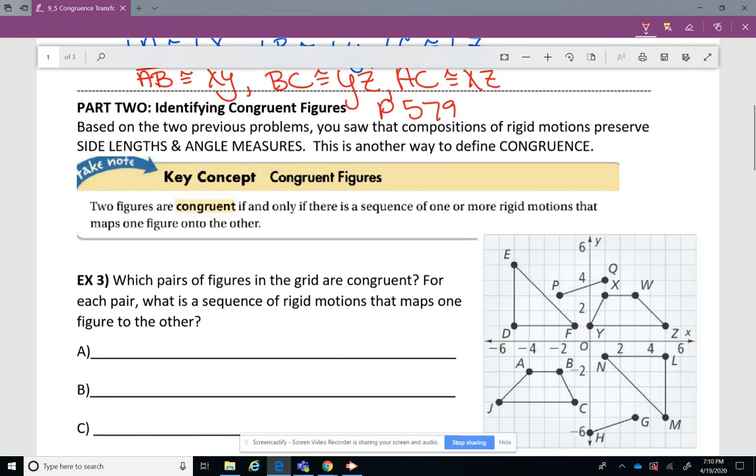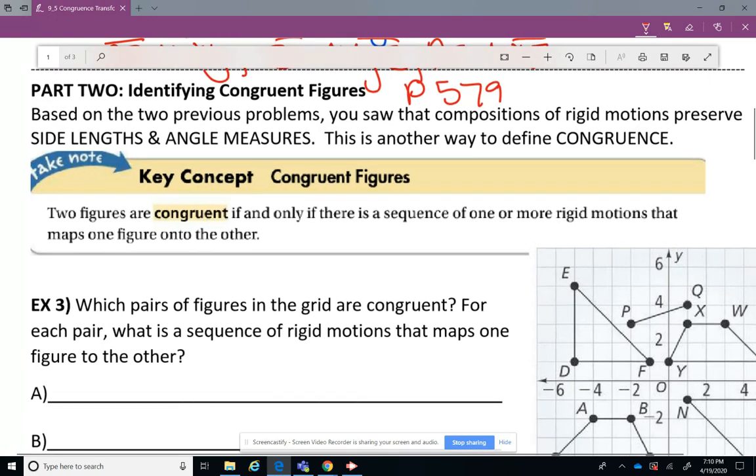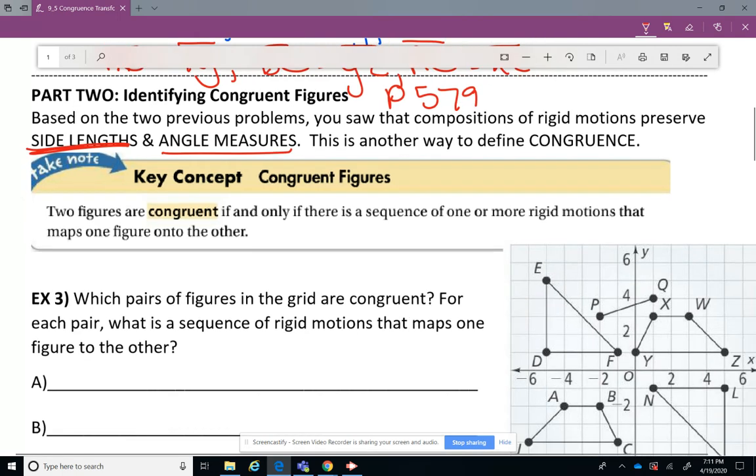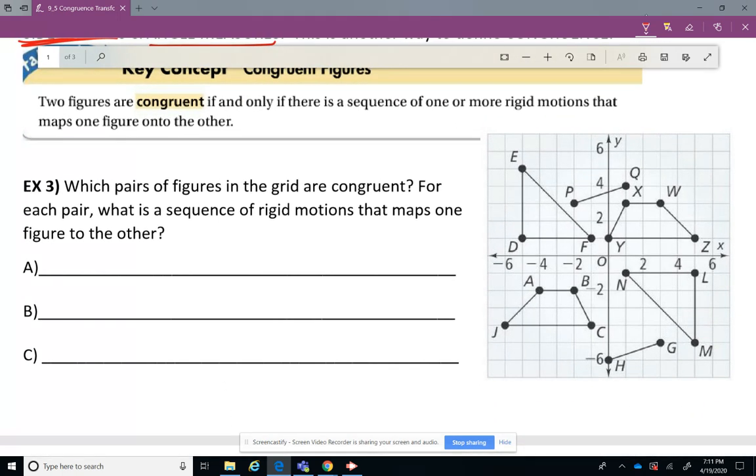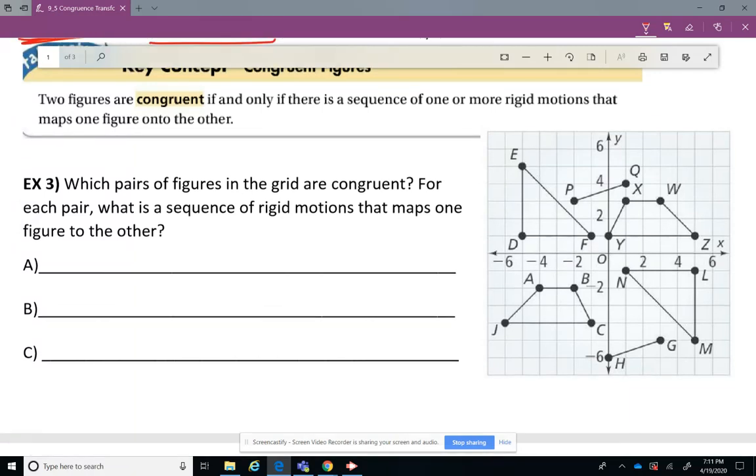Identifying congruent figures. Based on the 2 previous problems, you saw that the compositions of rigid motions preserve side lengths, which is distance, and angle measures. There's another way to define congruence. Two figures are congruent if and only if there is a sequence of one or more rigid motions that maps one figure onto the other, which is really what I've already said. That's what they did. But we're going to figure out what they did to map one onto the other.